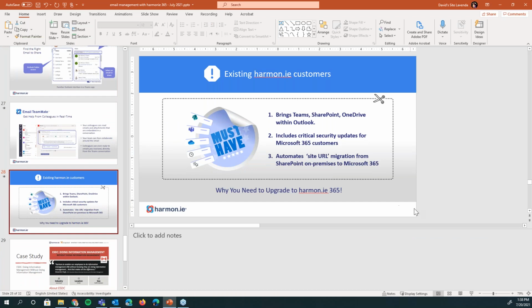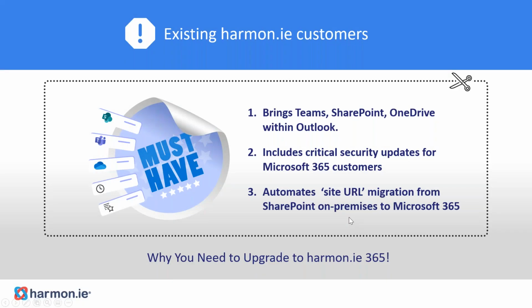Okay, maybe just to wrap up, I just want to make it clear about how these products work together and how you get them. So for existing Harmony customers, Harmony 365 is a new version of the traditional Harmony Outlook desktop product. It brings Teams, SharePoint, OneDrive together. The new version is really critical if you're a customer to upgrade to this version. It includes critical security updates for Microsoft 365 customers.